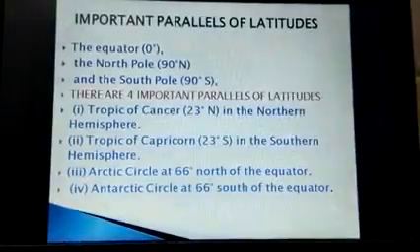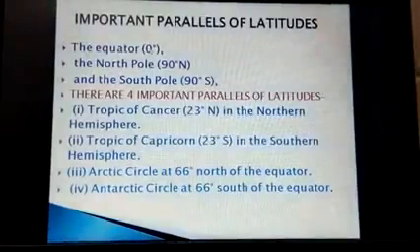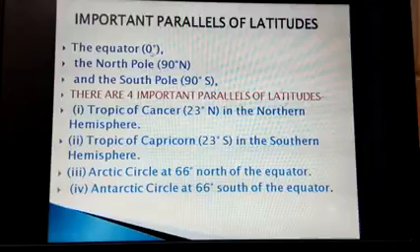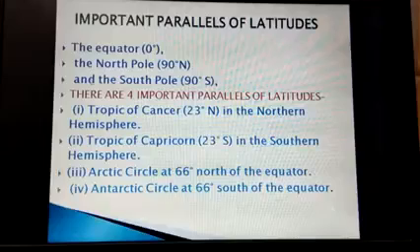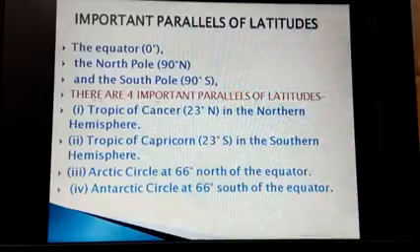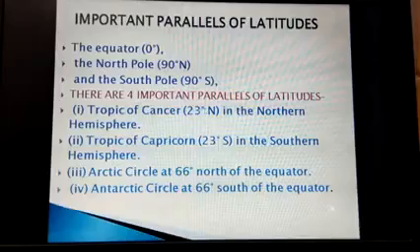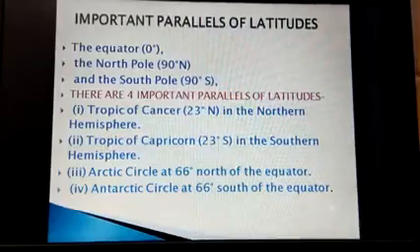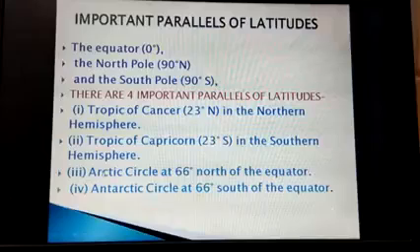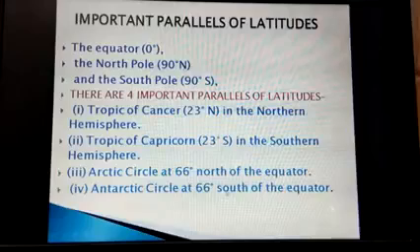Importance of parallels of latitude. The equator is 0 degree, as you already know, and this slide is very important for fill-in-the-blanks type questions. The equator is 0 degree, the North Pole is 90 degrees north latitude, and the South Pole is 90 degrees south latitude. There are 4 important parallels of latitude: the Tropic of Cancer is 23.5 degrees north, and the Tropic of Capricorn is 23.5 degrees south. The Arctic Circle is 66.5 degrees north of the equator, and the Antarctic Circle is 66.5 degrees south of the equator.